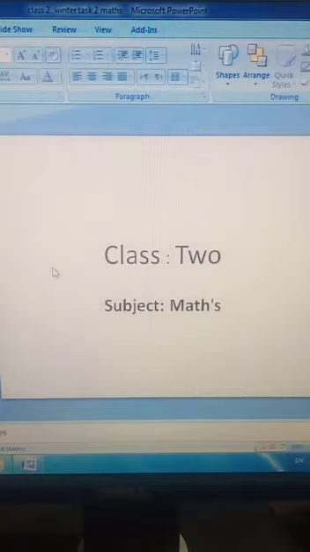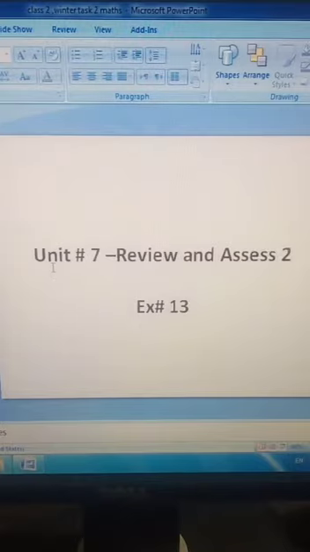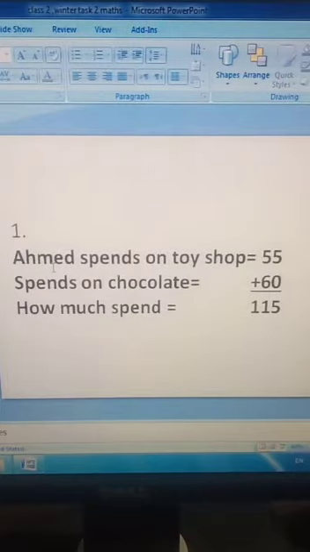It's our math subject. Students, we are doing unit 7 review and assess 2. So students, open exercise number 13 on page number 120. First question. Students, listen carefully.